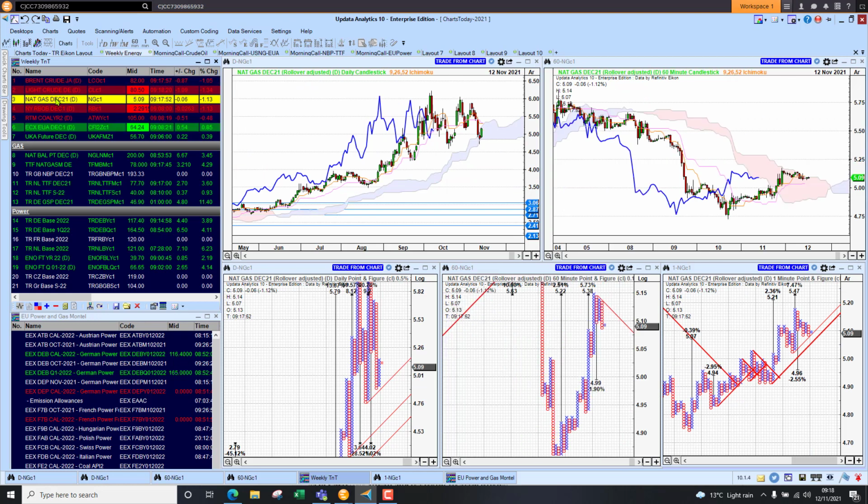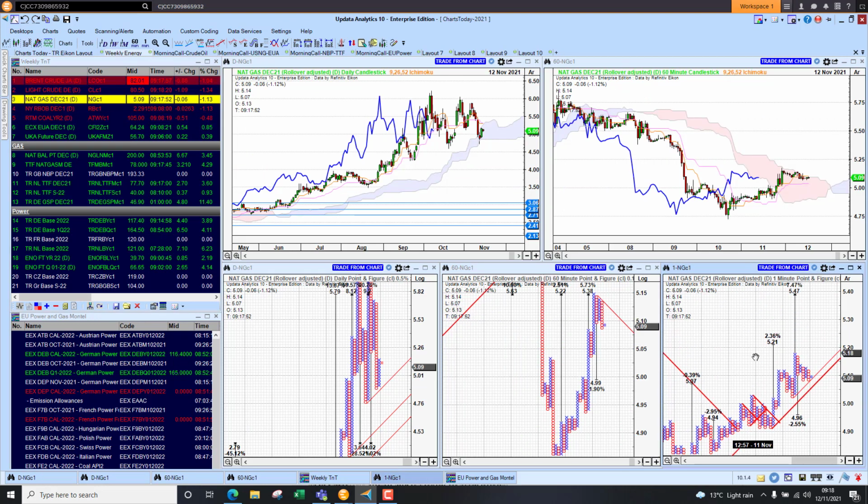US nat gas looking stronger. If we can break this 520 level on nat gas, that will be the key level. If we activate that upside target, we are just hitting cloud resistance both on the lagging line and on the price, so that's something we need to watch.